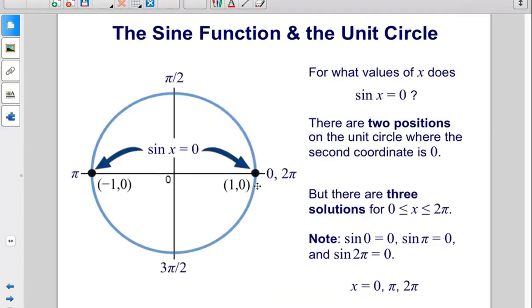For what values of x does sine x equal 0? Well, that would be here and here. There are two positions on the unit circle where the second coordinate is 0, but there are three solutions for x between 0 and 2 pi. Sine of 0 equals 0, sine of pi equals 0, and sine of 2 pi equals 0. So x can equal 0, pi, or 2 pi. As you can see, 0 and 2 pi are both this point right there.